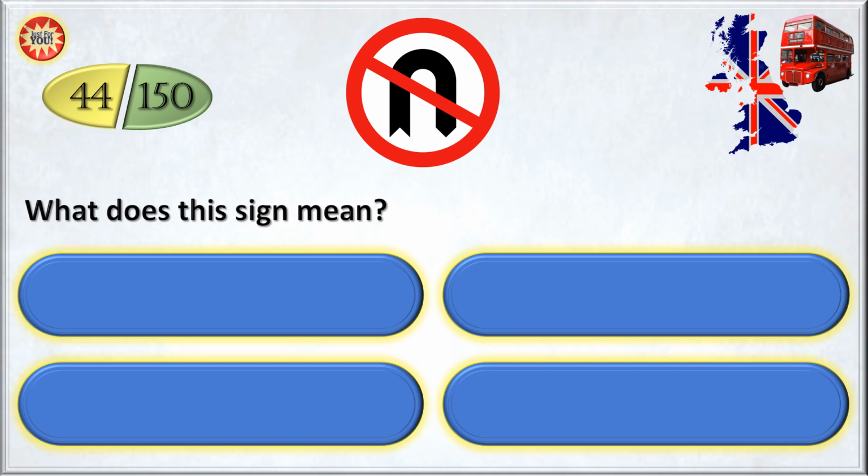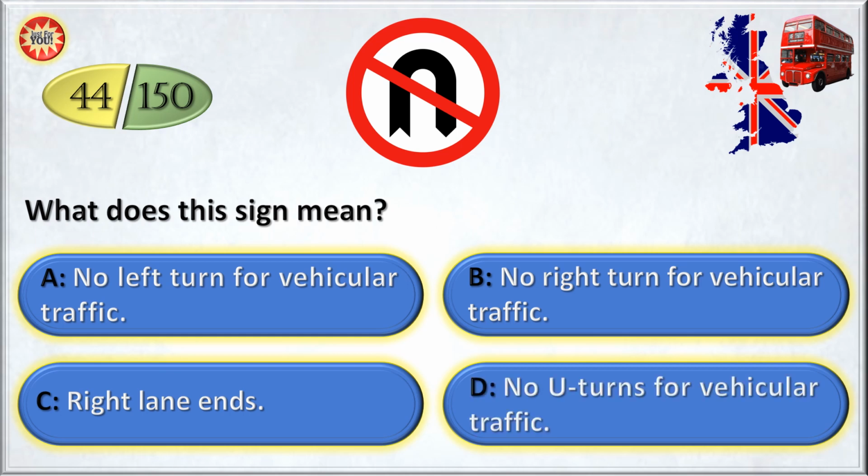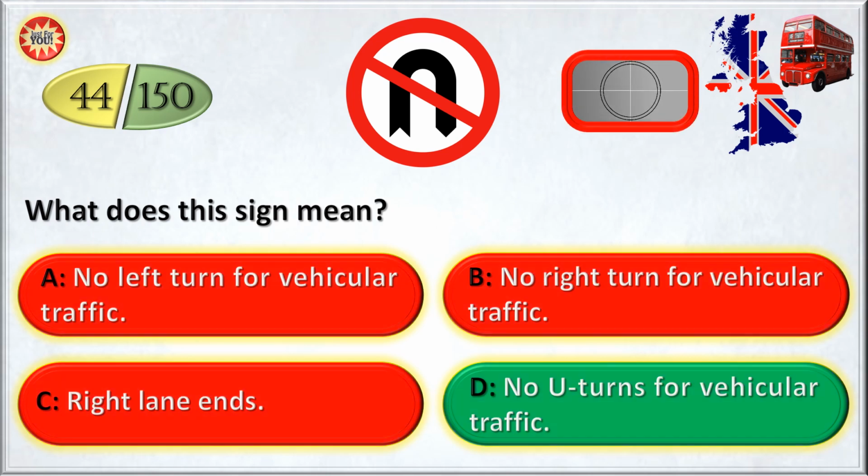What does this sign mean? No left turn for vehicular traffic. No right turn for vehicular traffic. Right lane ends. No U-turns for vehicular traffic. No U-turns for vehicular traffic.